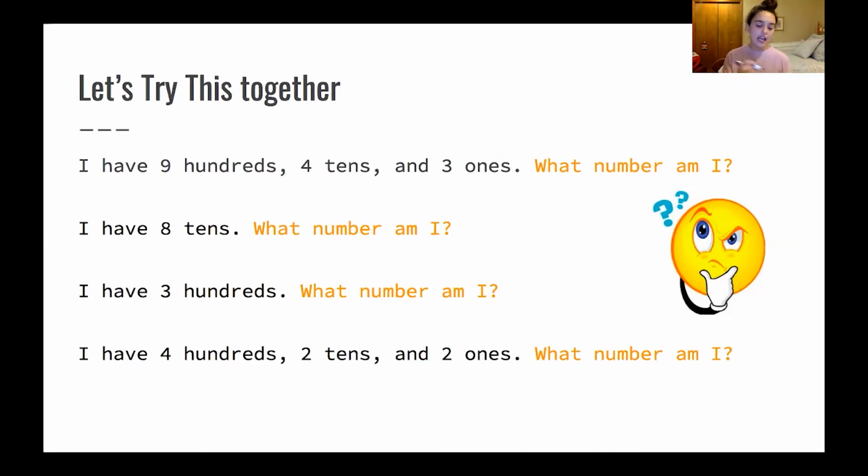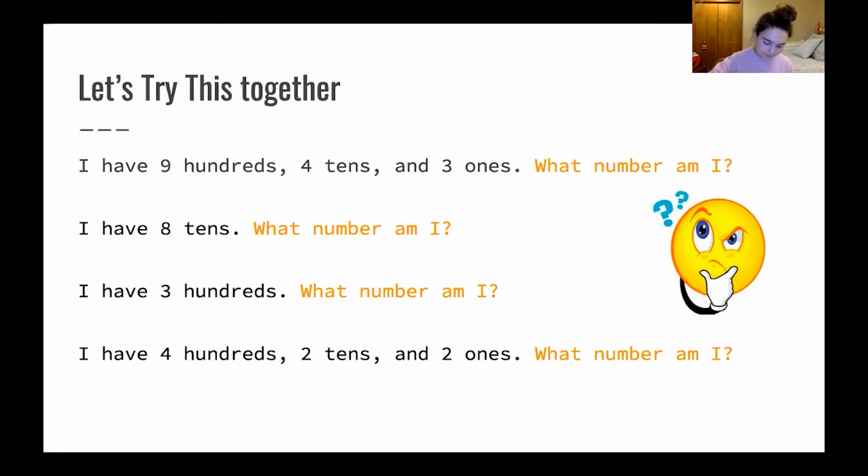9 hundreds. All right, let's write that in. How many tens do we have here? How many tens can we write there? 4 tens. Awesome. And now what about our ones? How many ones do we have? 3. Perfect, you guys. Our number is 943. So this means we have 9 groups of 100, we have 4 groups of 10, and we have 3 individual ones. Perfect, 943.